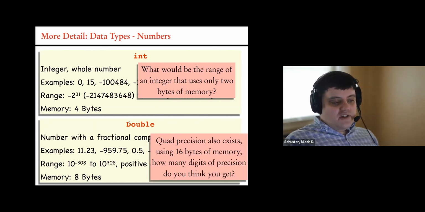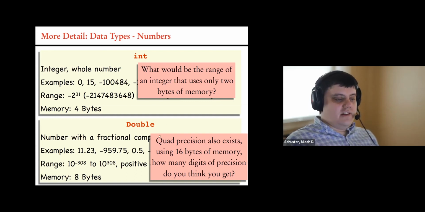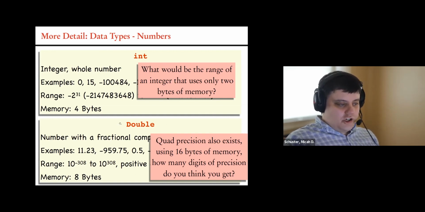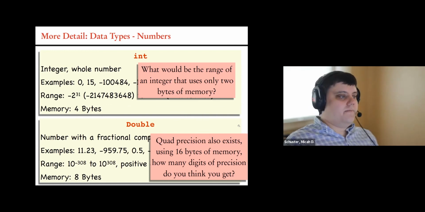There is a precision that is better than double. There's more than double. It's a quad. Quad uses 16 bytes of memory. Typically that means you get about 30-ish decimal points of precision. So there are larger memory footprints for things like doubles and ints. You can actually go to 8-byte ints as well, for instance.